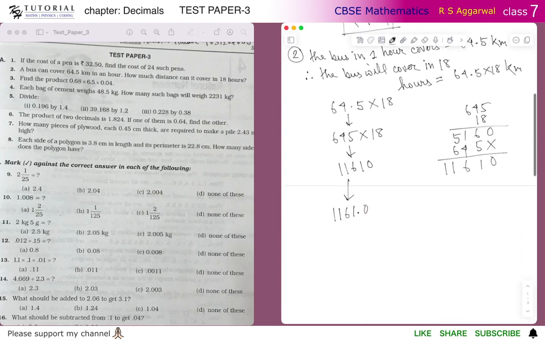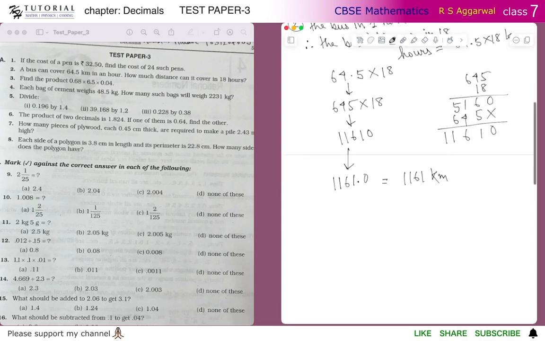So this equals how much distance it will cover. Okay, so this will be 1161 kilometer. Okay. Let's do 3.